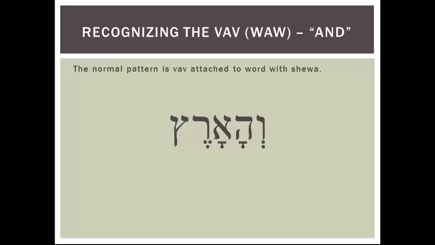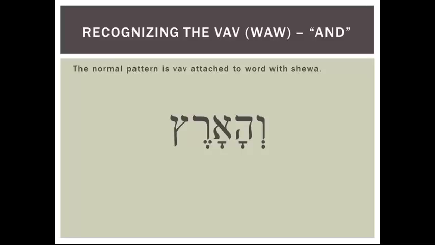Now, that's a little different, isn't it? It's a little different to think of the word and as being attached. It would be as if I were to write "and he," and there would be no space between the d and the h. "Andhe," as just one five-letter word. That's the way Hebrew does it. So haaretz means and the earth.